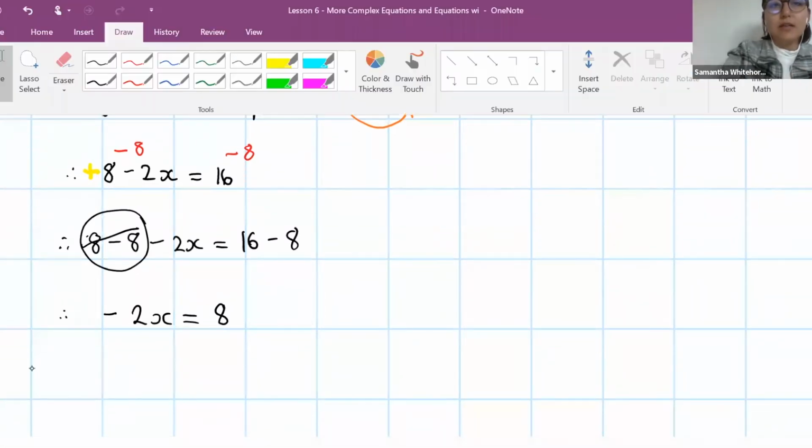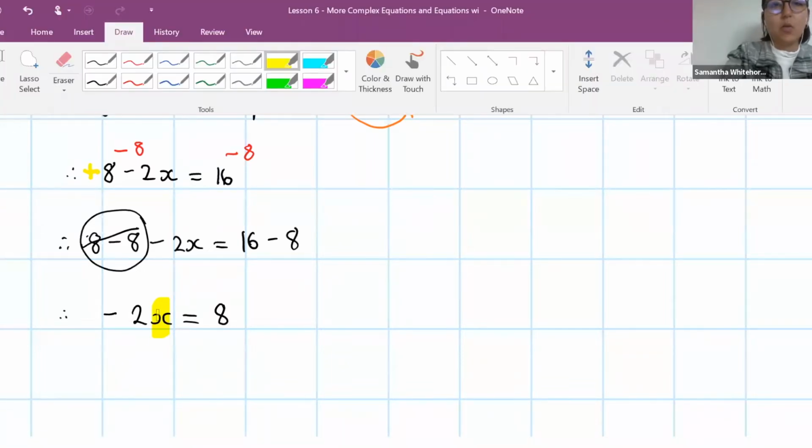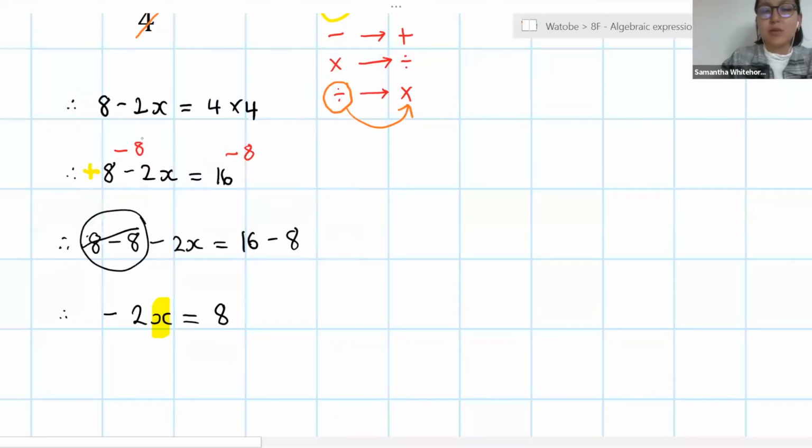A reminder, what I'm trying to do is get this x alone. So I need to consider what operation is happening between the -2 and the x. Can anyone tell me? You can raise your hand or you can pop it in the chat. Can anyone tell me what operation is happening between -2 and x?